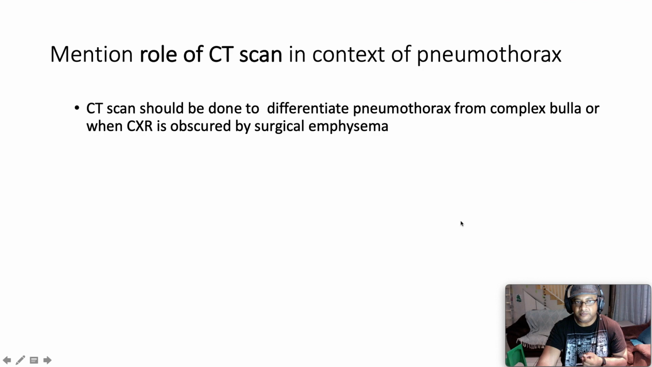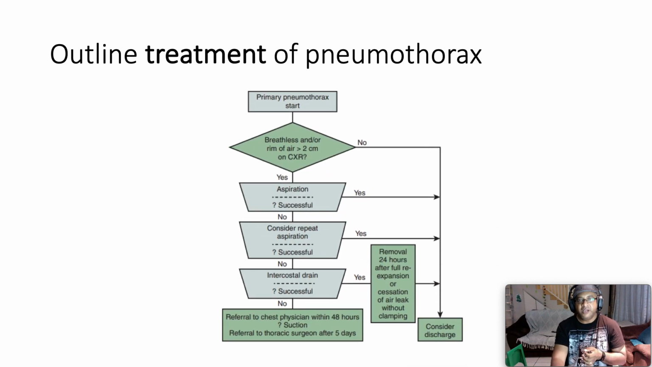What is the role of CT scan really in the context of a pneumothorax? Well, CT scan should be done to differentiate pneumothorax from a complex bulla or when the chest X-ray is obscured by surgical emphysema. How are we going to treat a pneumothorax?